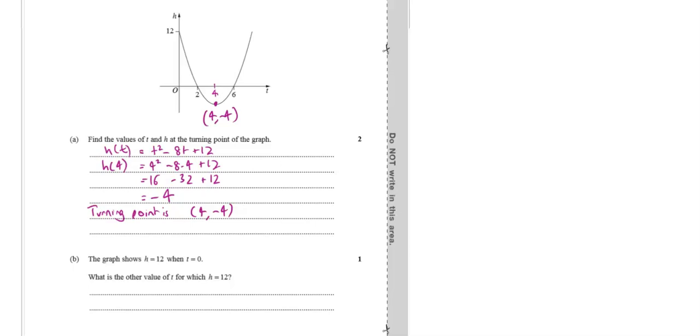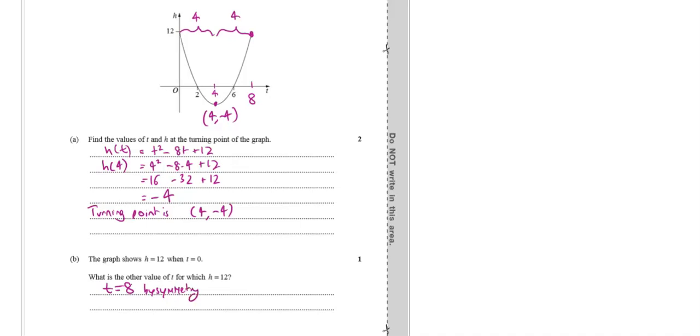Part B. The graph shows h equals 12 when t equals 0. What is the other value of t for which h equals 12? We can see by symmetry that this point h equals 12 is 4 to the left of the axis of symmetry. So there must be another location here which is 4 to the right of there. So I can see that that is the point t equals 8. And I could just say t equals 8 by symmetry.